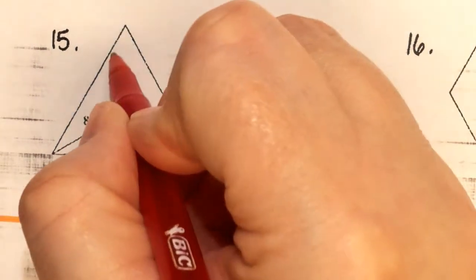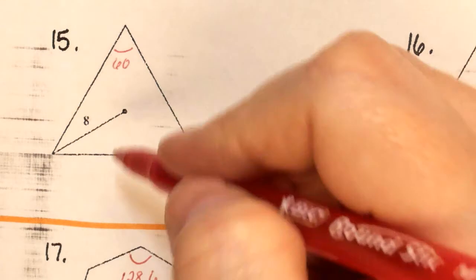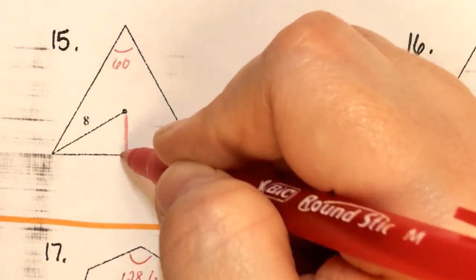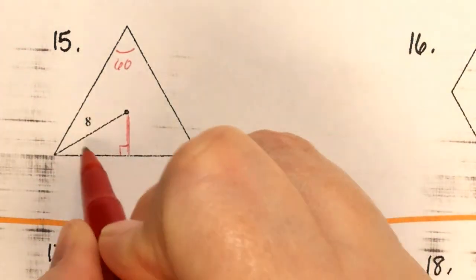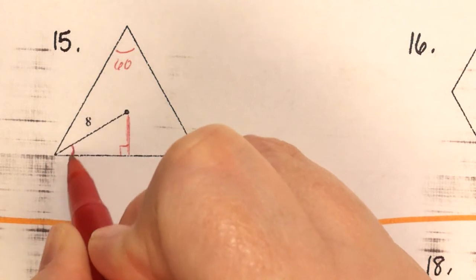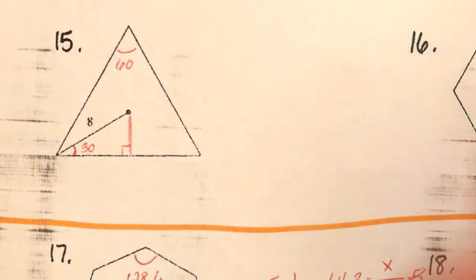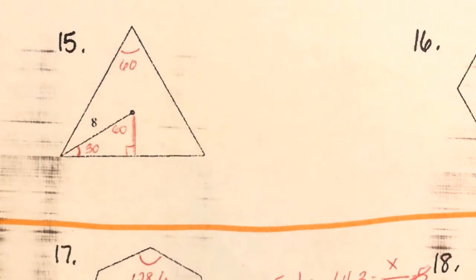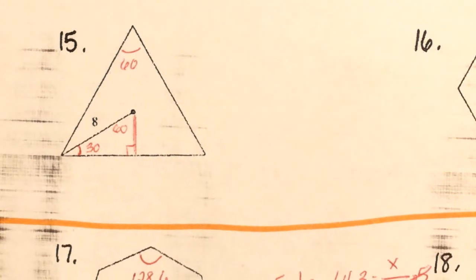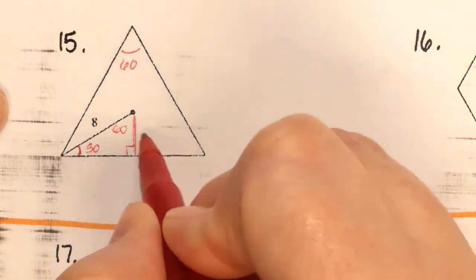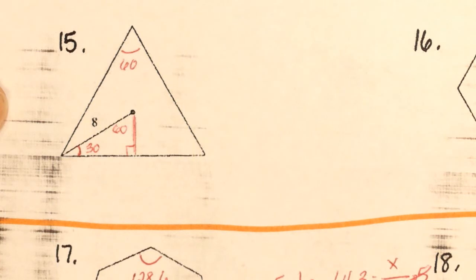60, 60, 60. Yeah, they're all 60. So when we draw our apothem here, we know that's a 90, but what happens here when this angle is cut? It's a 30. So this one's going to be a 30, 60, 90, which actually makes it easier than doing the trig, as long as you know, or we'll go back and look at what your rule is for 30, 60, 90. What's across from the 30 in the 30, 60, 90?